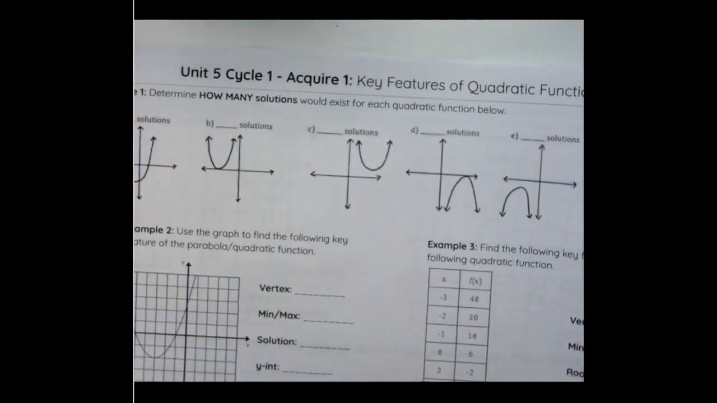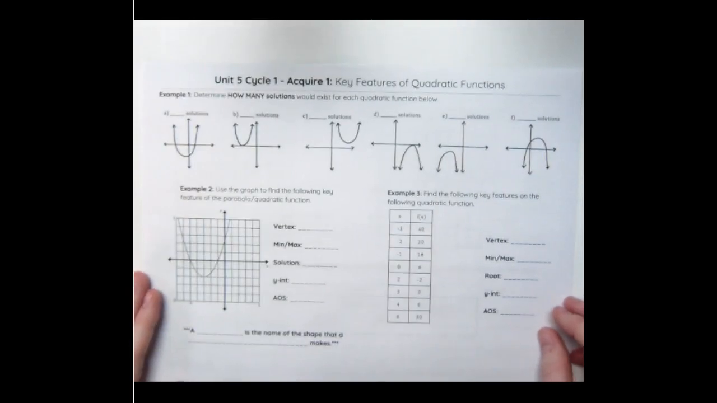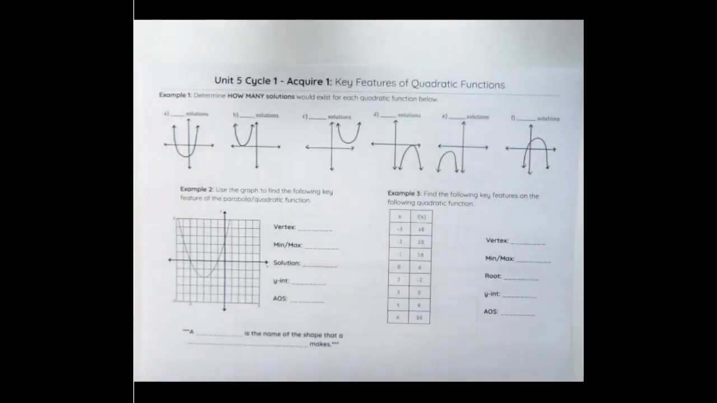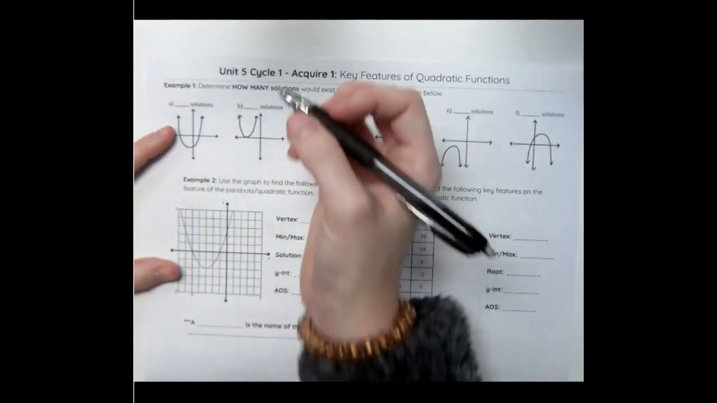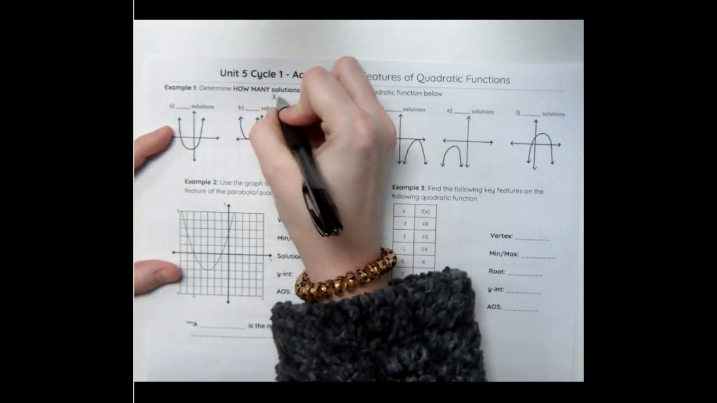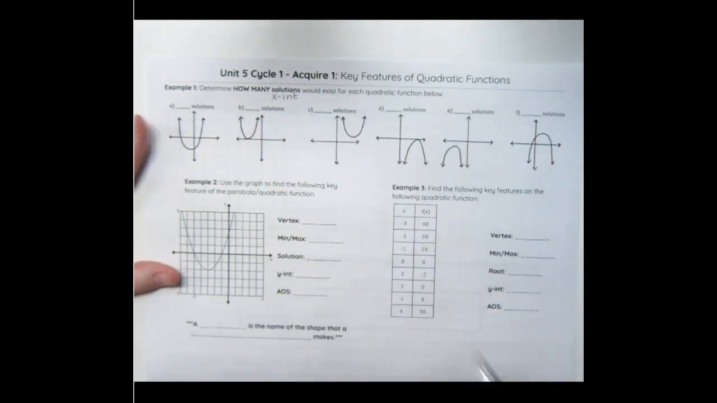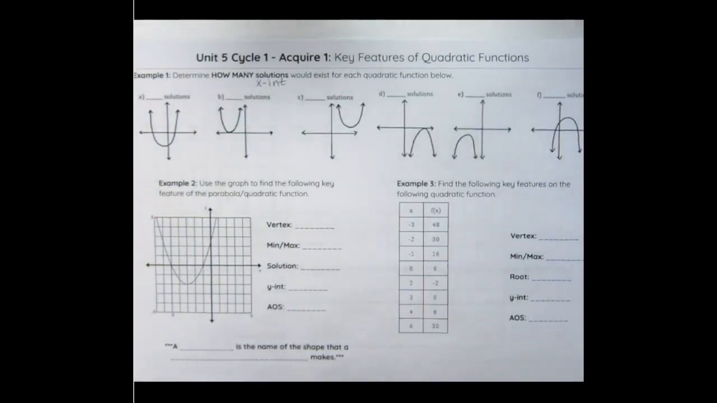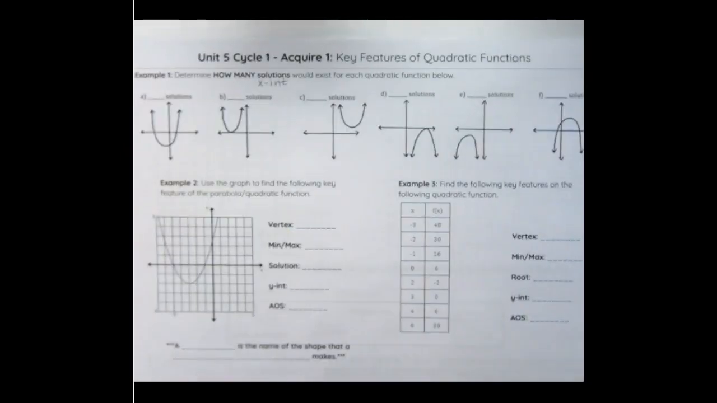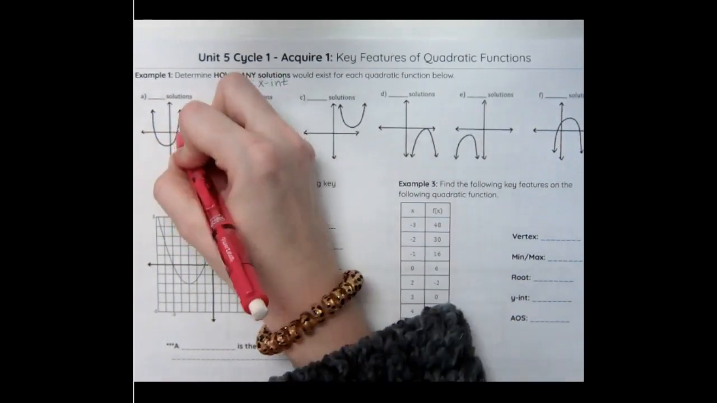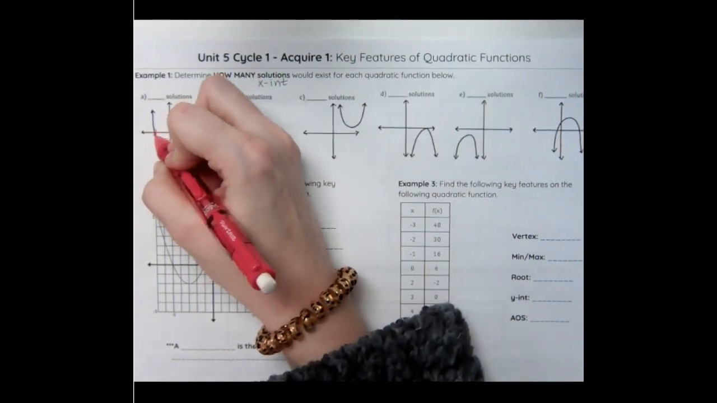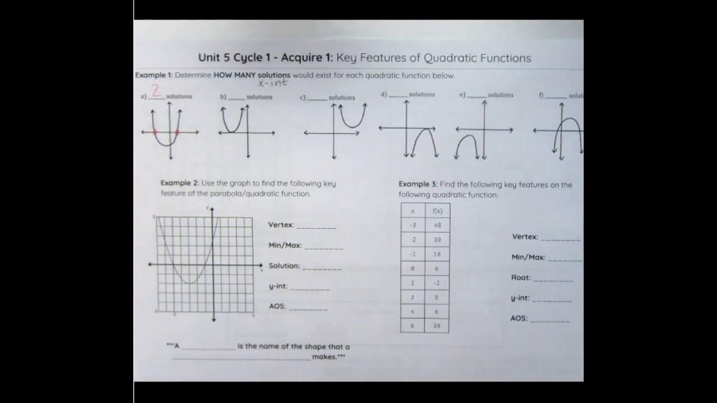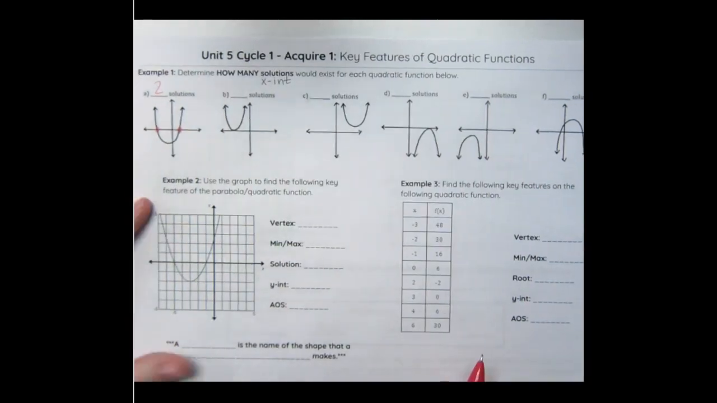So, for example, number 1. The question says, determine how many solutions would exist for each quadratic function below. Now it says solutions. We know solutions means x-intercept. So for this first one, my graph crosses the x-axis twice. So we're going to have 2 solutions.